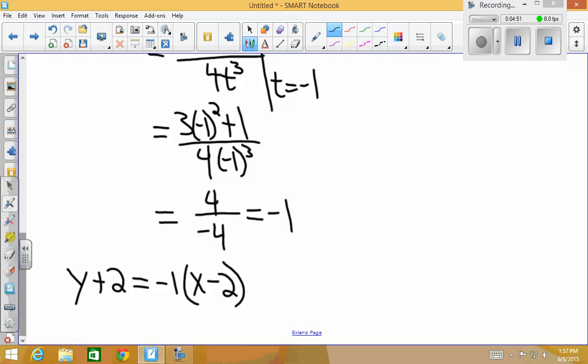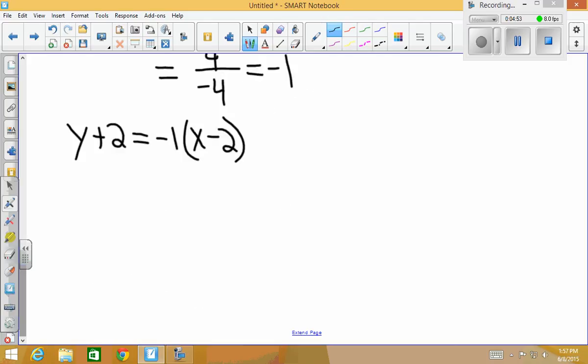If for some reason we're asked to give this in slope-intercept form, remember we could just solve for y. So y plus 2 would be -x plus 2. Subtracting 2 from both sides, we have y equals negative x. So there's also an equation of the line tangent to the given plane curve defined by those parametric equations, at the point where t is equal to negative 1.